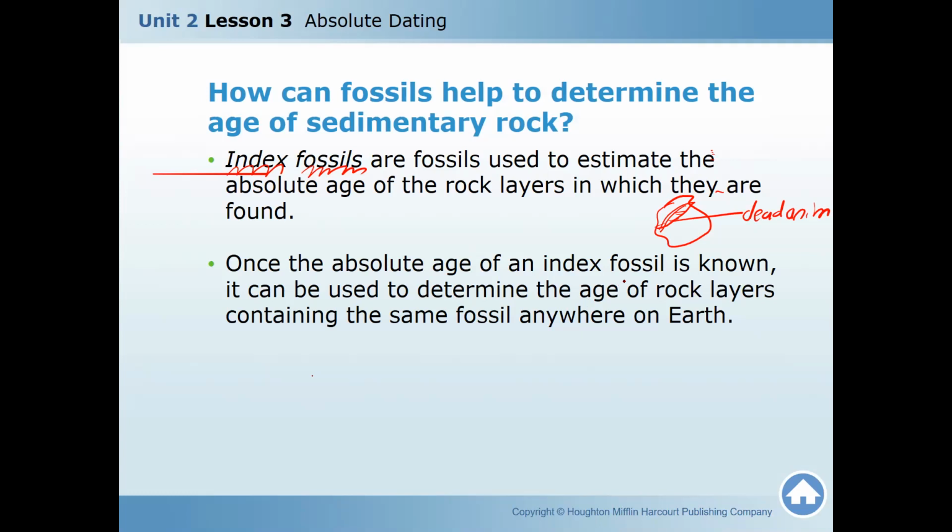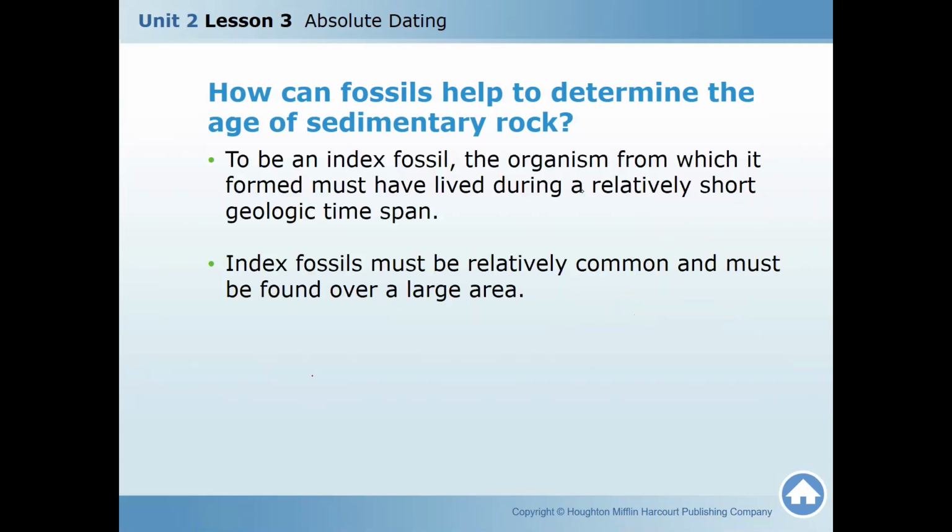Once the absolute age of an index fossil is known, it can be used to determine the age of the rock layers containing the same fossil anywhere on Earth. Once you know this absolute age of rock layers, if they contain the same fossil anywhere, we can say that even that rock is so many years old.